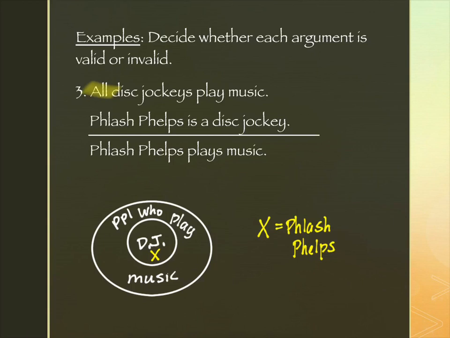This is our first valid argument. Flash Phelps is inside of the larger picture of the playing music part, right? The only way he wouldn't be is if I put the X on the outside of the circle. But I can't put the X on the outside of all the circles, right? I can't put it out here in this argument because the disc jockeys are inside here. So this whole circle is inside of the bigger circle, which means Flash Phelps also plays music. So this one is a valid argument.